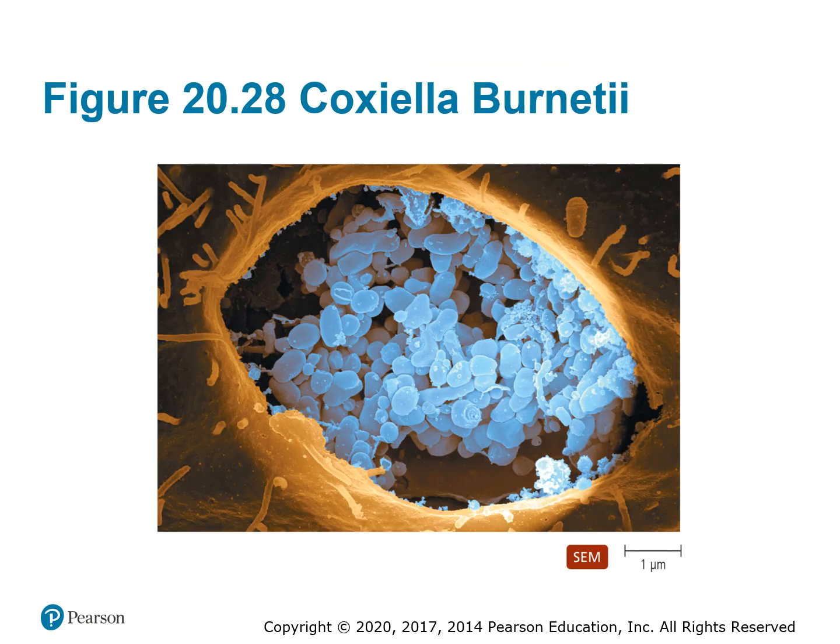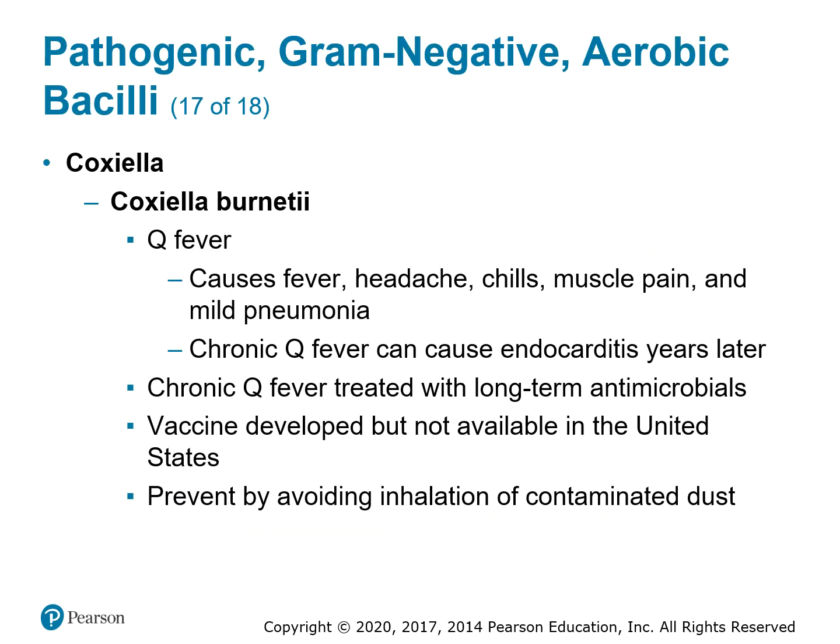So there's Coxiella. Again, intracellular parasite. This is a scanning electron micrograph, and you see the little blue things, and that's inside of a bacterial cell. Q fever. This causes fever, headache, chills, muscle pains, and mild pneumonia. Chronic Q fever can cause endocarditis years after the initial infection. Chronic Q fever is treated with long-term antimicrobials. There is a vaccine that has been developed but is not readily available in the United States, and this is of course prevented by avoiding the inhalation of contaminated dust.